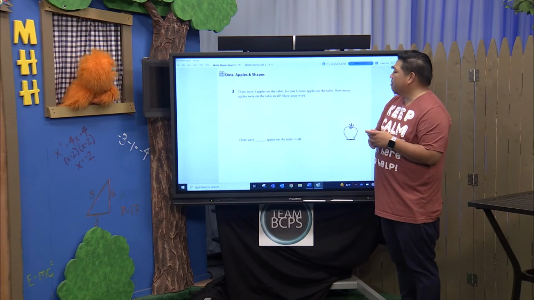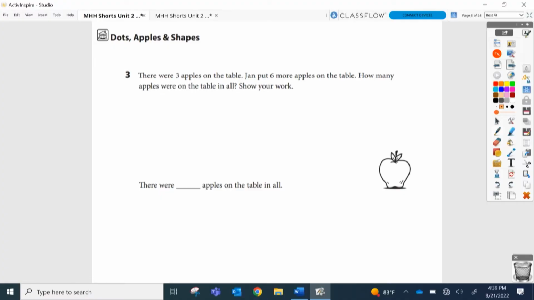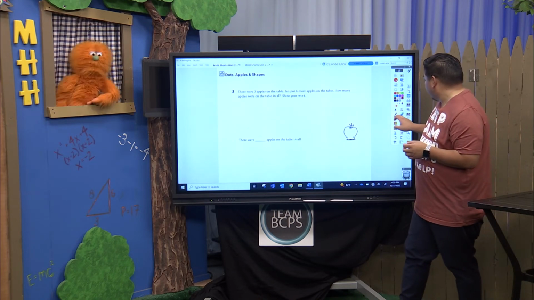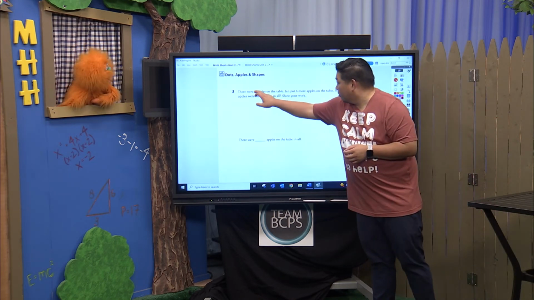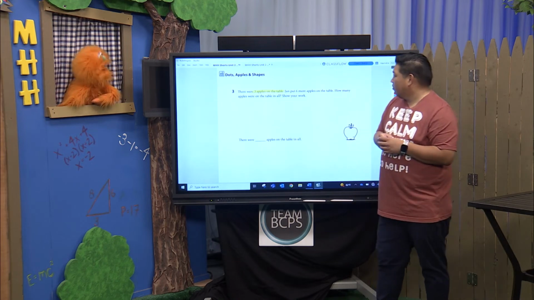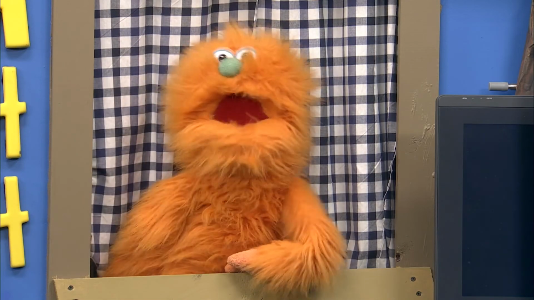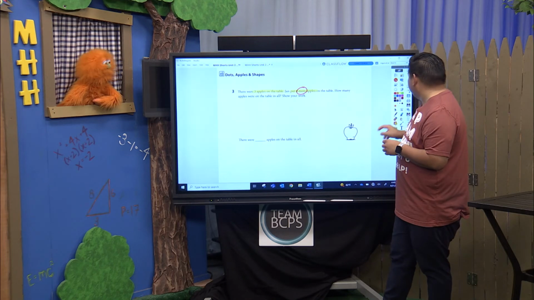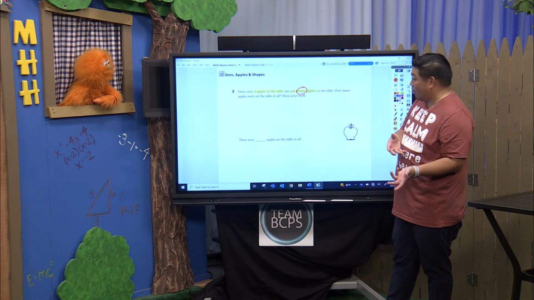Okay, you ready? Ready. There were 3 apples on the table. Jan put 6 more apples on the table. How many apples were on the table in all? Okay. So 3 apples. That's very important. That's what we're starting with. And then Jan put 6 more apples. Okay. And if we're thinking of the word more, that means we're definitely adding to it. Okay, so you want to add because more means we have more than what we started with.